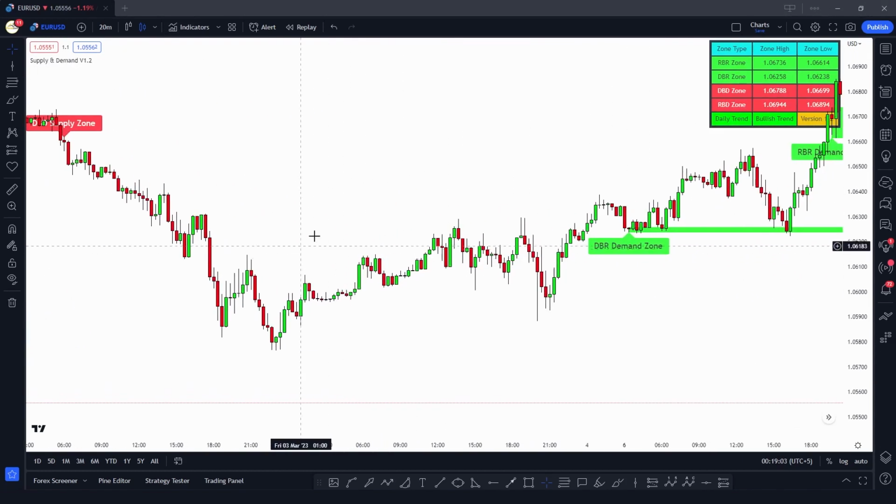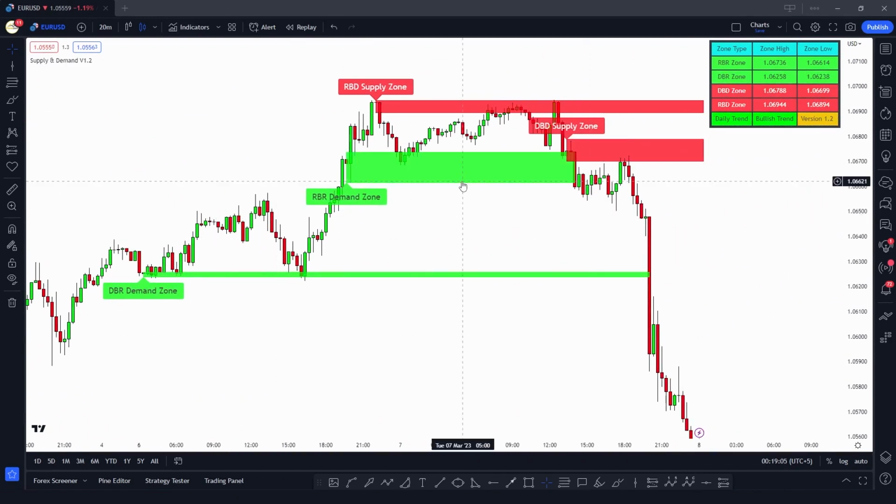So once the indicator is applied, it will automatically draw the supply and demand zones for you. For example, here you can see the indicator is showing this drop based rally zone, here this rally based rally zone, and here this rally based drop supply zone. Along with the zones, the indicator is also showing us this table which shows all the information related to these zones. For example, what are the highs and lows of the latest zones, and also what is the daily trend in the market. Is it bullish or bearish?